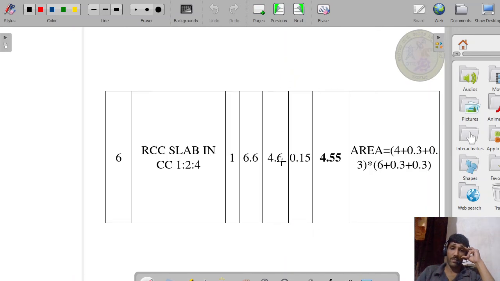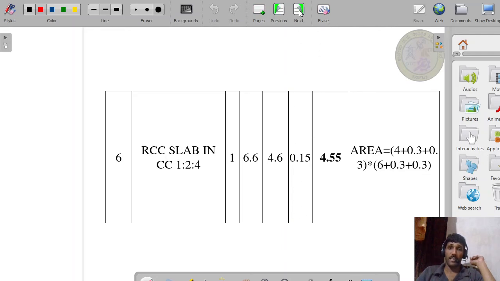Okay, next, last item, RCC slab in CC 1:2:4. How to calculate RCC slab? Here, for the RCC slab, the outer to outer area of the top, by observing the top view of this particular plan, you have to calculate the outer to outer dimensions, then multiply length into breadth, and multiply with the thickness of the slab, which is 15 centimeter, therefore 0.15. We will get the area 6.6 into 4.6 multiplied by 0.15 gives the quantity 4.55 meter cube. Here there are no deductions.